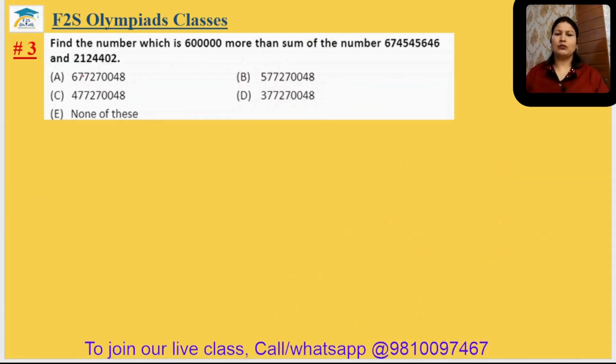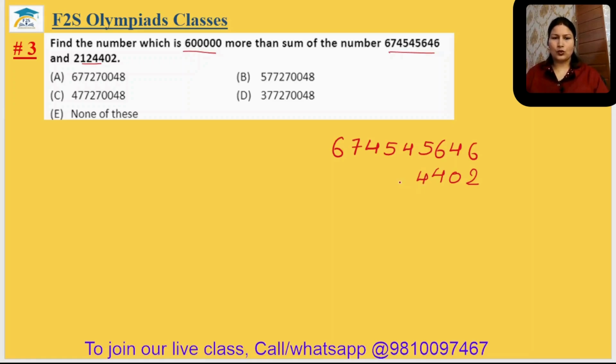Third one. Question number 3. Find the number which is dash more than the sum of this and this. So first we will find the sum of this number and this number. The sum of this number is 6745, 4646. Add the other number, 2, 0, 4, 4, 1, 2, 2, 1, 2. Okay. So we have to find the more than this. So here we can add all three numbers because we have to find the sum of this and more than this, which means we have to add it. So we can write this number also and add it.